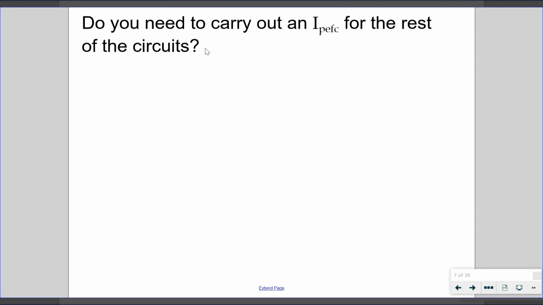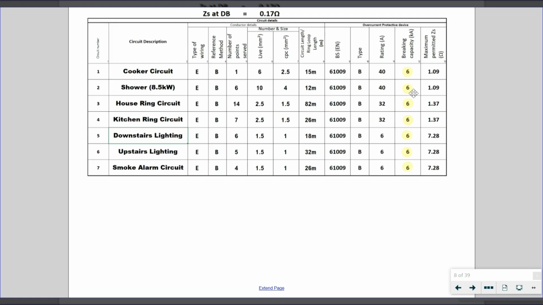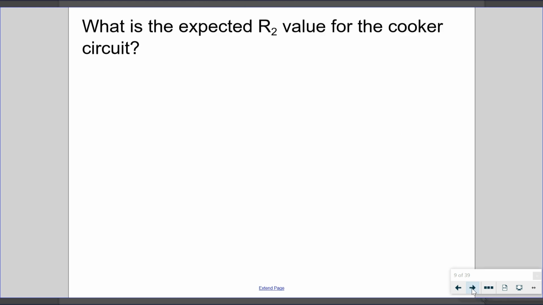A follow-up question from that might be, do you need to carry out a prospective earth fault current test for the rest of the circuits? Well, if we look at the circuit schedule, you'll see the breaking capacity for all these devices is 6,000 amperes. That 1.35 that we've calculated is clearly less than the 6,000 amperes, so we're not required to carry out that prospective earth fault current test downstream from that incoming supply. Okay. Remember, we have to be able to justify any live working.